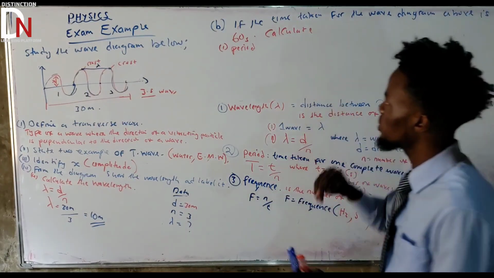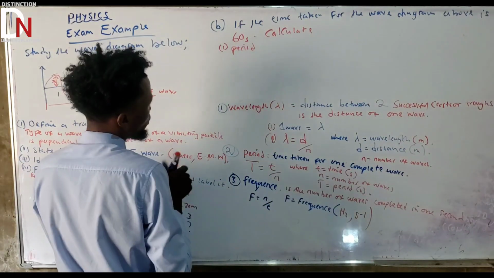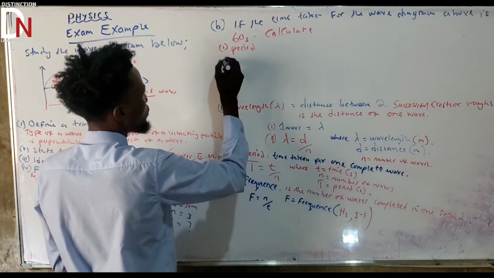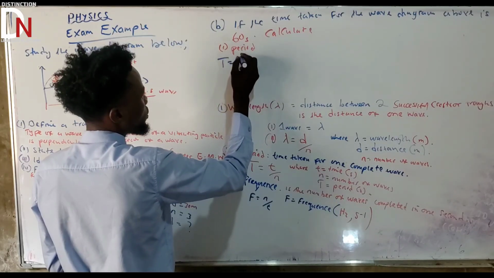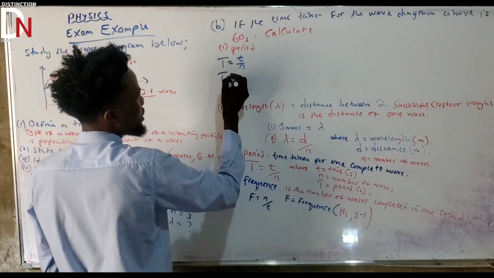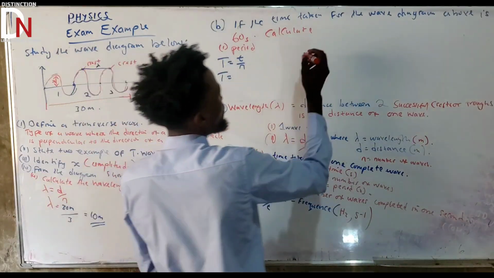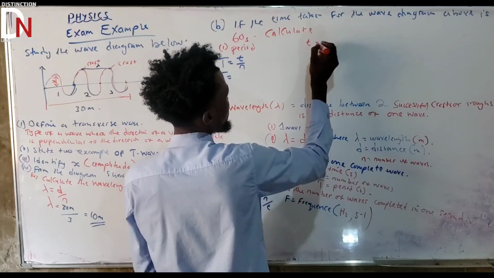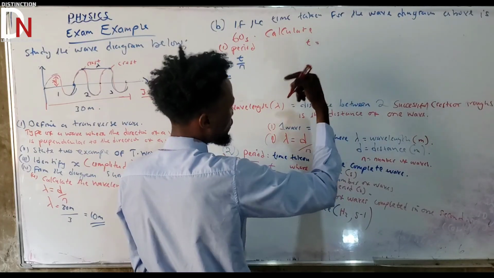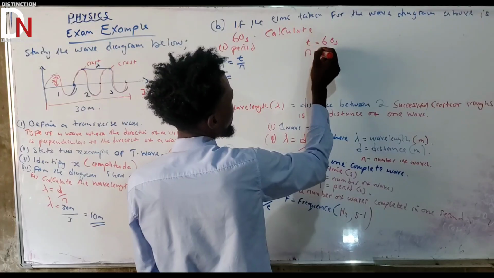So the question is talking about finding what? Period. What are you going to do? We're going to write T is nothing but equal to time taken over number of oscillation. Remember, if you put data here, what is the time taken here? For the wave, we are saying the time taken is 60 seconds.